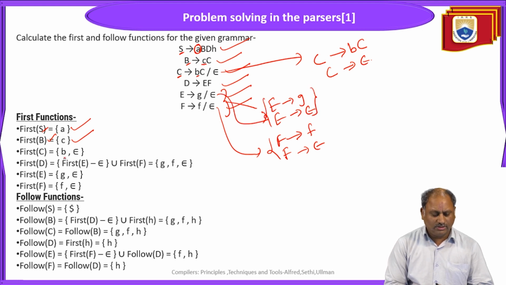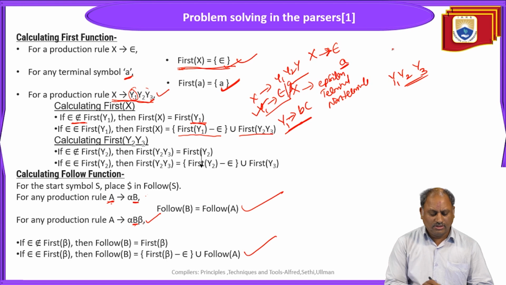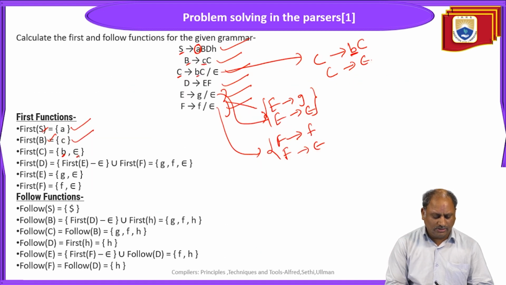So if you observe the first of C, in this case, first one is B, followed by another production which contains epsilon. So according to the rule, if any production rule X derives epsilon, then we have to include epsilon for the first computation. So that's why I have included epsilon in the first. Why? Because here C derives epsilon. Then we are not going to see after epsilon or before epsilon. So it is the first epsilon we have considered.